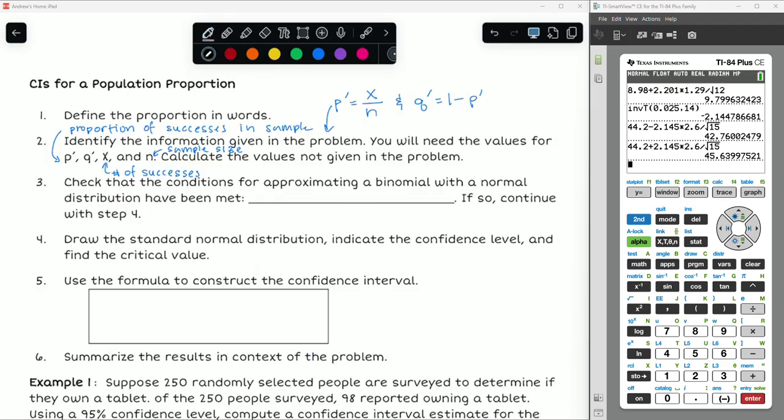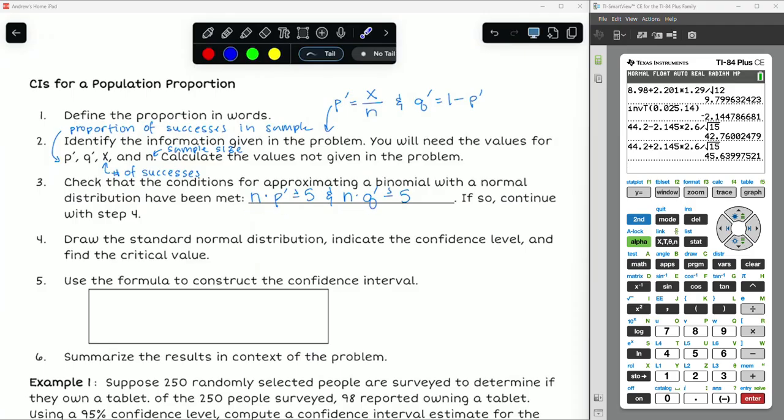Step 3, we're going to check that the conditions for approximating the binomial with a normal have been met. And there are 2 things we need to check. We want to check that N times P prime is greater than or equal to 5, and N times Q prime is greater than or equal to 5. And I'm going to note here that this condition will vary depending on which book you look at. You're always checking at N times P and N times Q. In other words, we're looking at the number of successes and the number of failures in our sample.